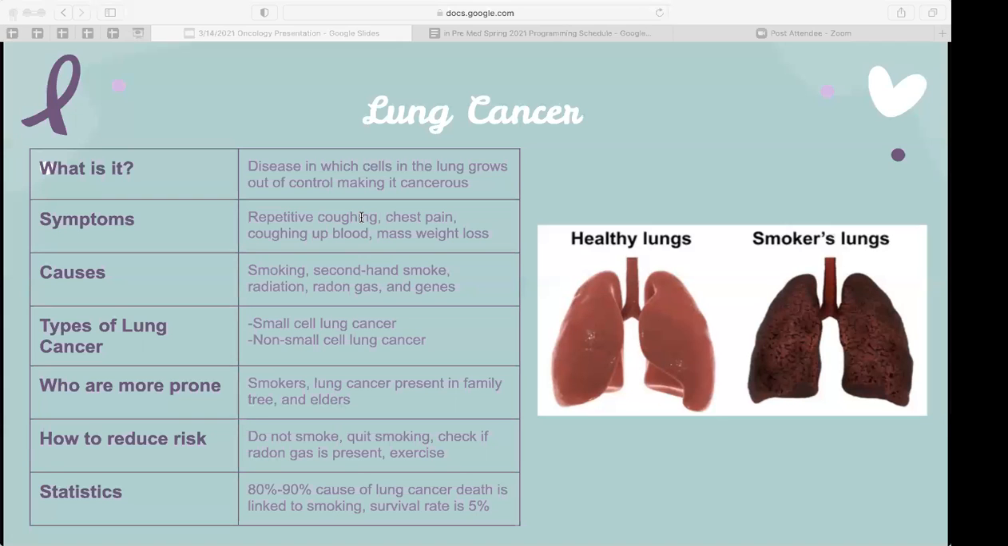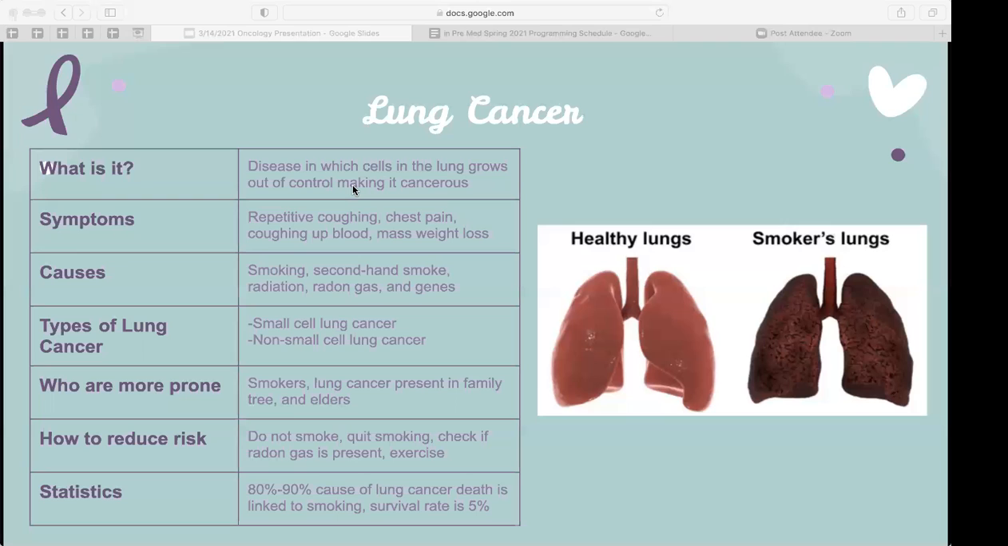As for statistics, in the United States alone, about 80% to 90% of lung cancer deaths are due to smoking. Data has also shown that 1 in 16 people in the United States in their lifetime will be diagnosed with lung cancer. The survival rate of patients who have been diagnosed with lung cancer that has already spread to other organs is sadly about 5%. However, if it's discovered within the lungs, the survival rate is roughly 56%.